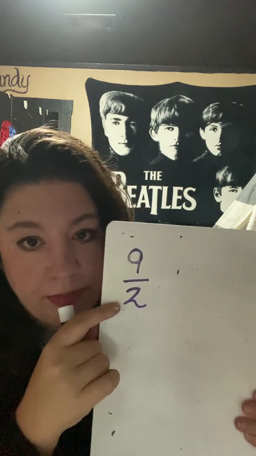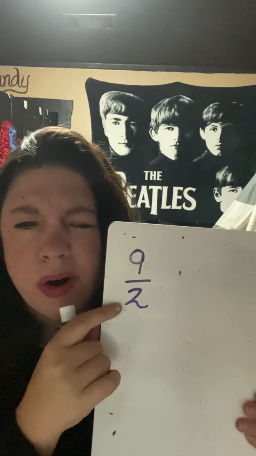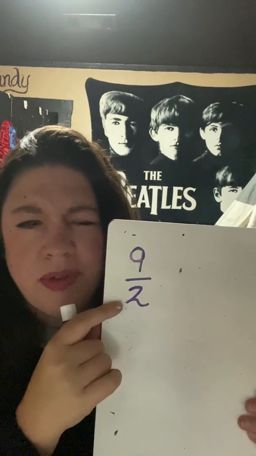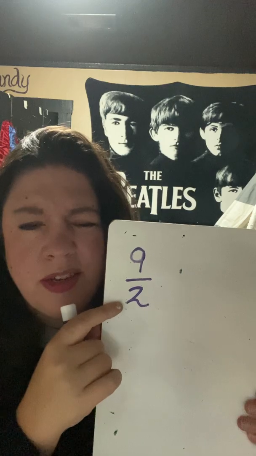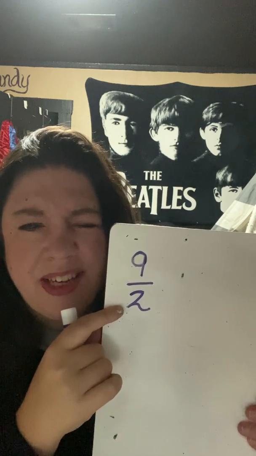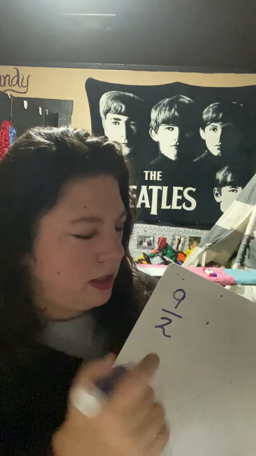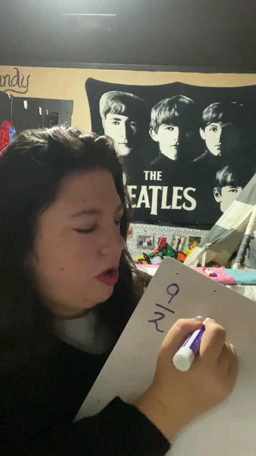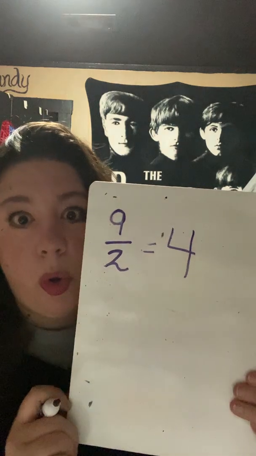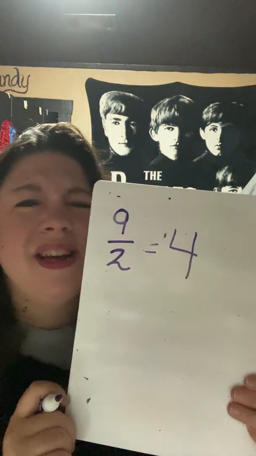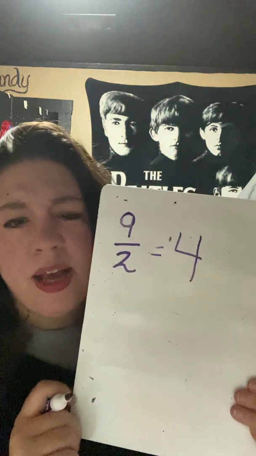Well, 2 times 2 is 4. 2 times 3 is 6. 2 times 4 is 8. 2 times 5 is 10. Oh, that's too much. But 2 times 4 is 8. So we'll go in 4 times, and that's your big number. That is your whole number. 2 will go into 9 4 whole times.